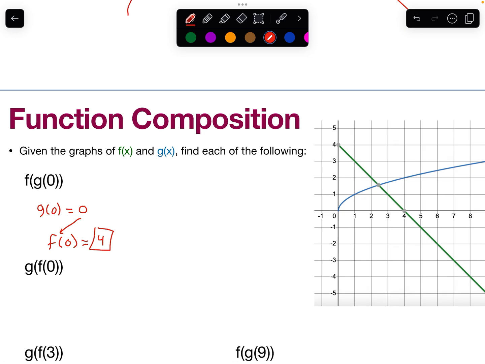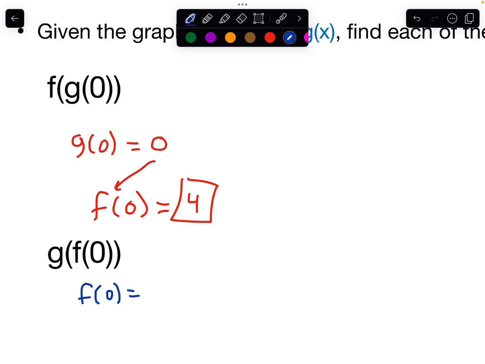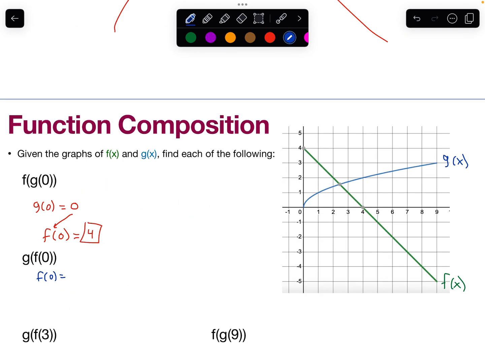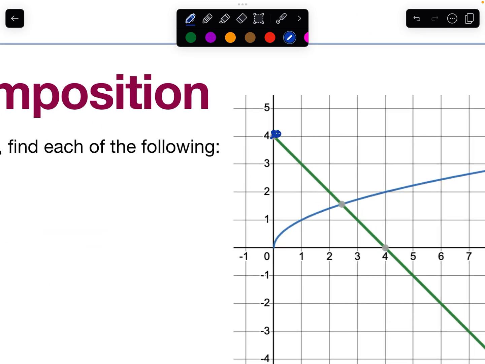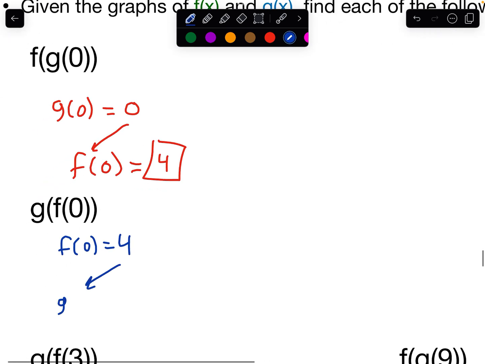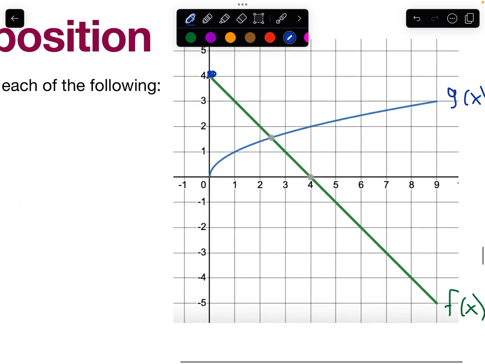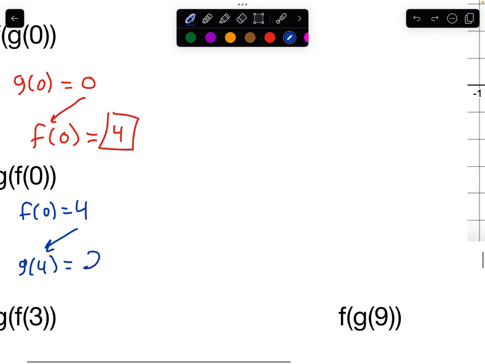I'm going to switch colors to make these answers stand apart. g of f of 0. Let's pick up the pace a little bit. Let's start with f of 0. And sorry for all the zooming in and out. f of 0, when x is 0, we already know that f of x has a value of 4. 4 now becomes the input for the outside function g. So we look at the graph of g now, and when x equals 4, it looks like y is equal to 2. So g of 4 is equal to 2. Final answer right there. Let's do one more.